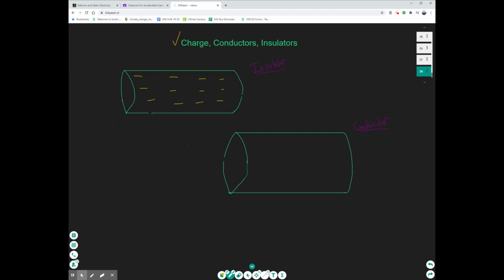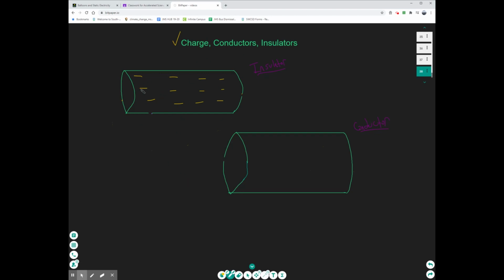So the atoms still exist that were inside the insulator before. We just added some extra electrons, so we've added some extra charge and built up a charge on this insulator. The atoms are still there, and there are some extra electrons that are sitting still. The key is that on the insulator, these charges are stuck.